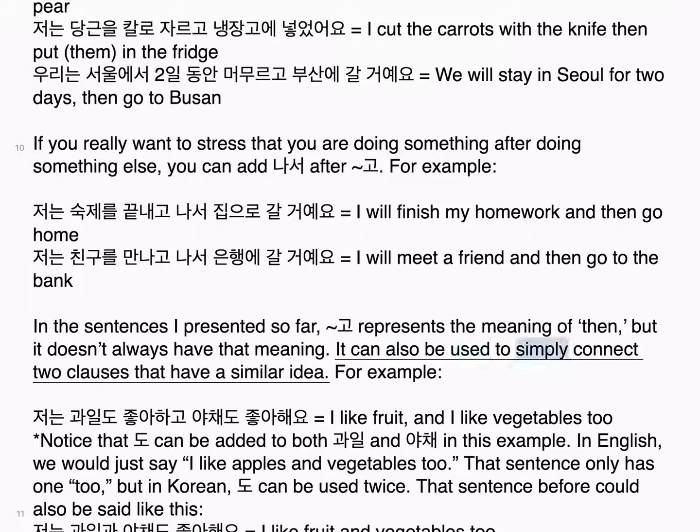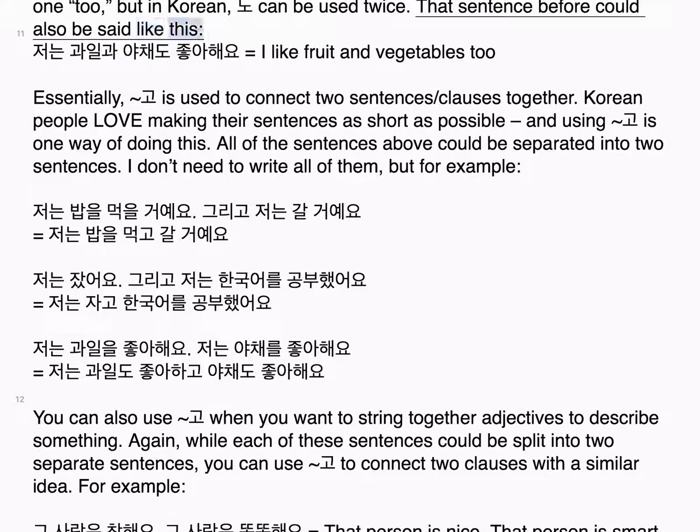It can also be used to simply connect two clauses that have a similar idea. For example, 저는 과일도 좋아하고 야채도 좋아해요. I like fruit, and I like vegetables too. Notice that 도 can be added to both 과일 and 야채. In this example, in English, we would just say I like fruit and vegetables too. That sentence only has one "too," but in Korean, 도 can be used twice. That sentence before could also be said like this. 저는 과일과 야채도 좋아해요. I like fruit and vegetables too.